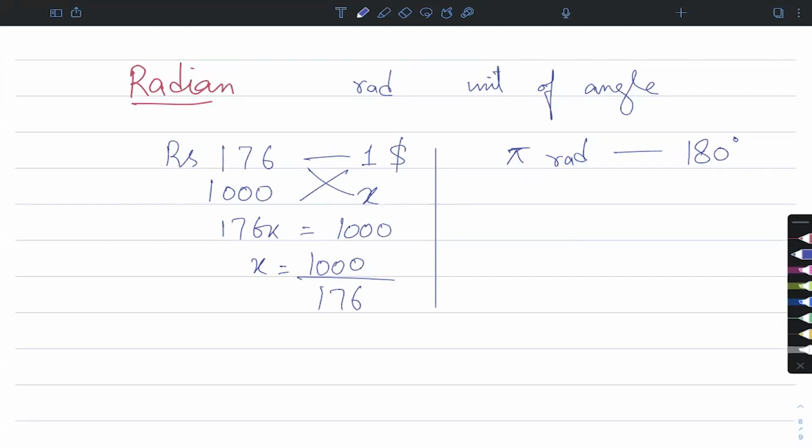Where does radian come from? Why do we use it? We don't need to get into that. It's just another number, another way of measuring angles.